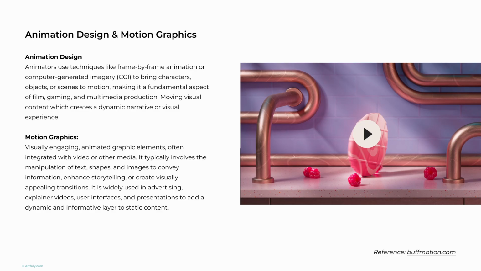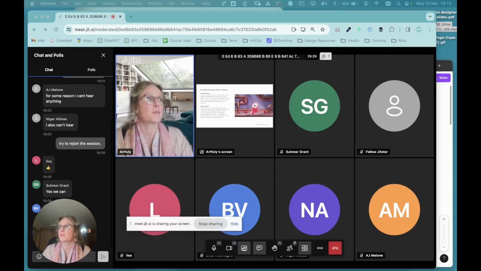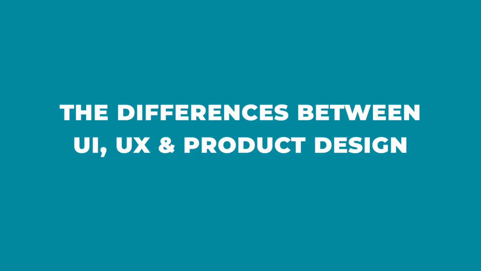And then you've got animation design and motion graphics. So animation design, it can be frame by frame animation or CGI, bringing characters, objects, or scenes to life. So it's fundamental in film, gaming, multimedia production, and moving visual content which creates a dynamic narrative or a visual experience. So this is a really nice example. So let's go through the differences between UX, UI, and product design.